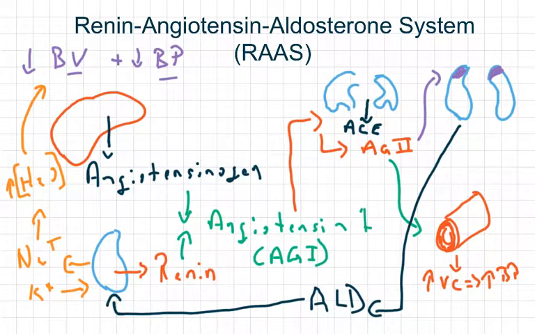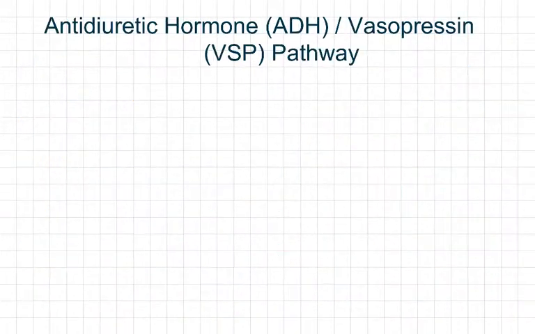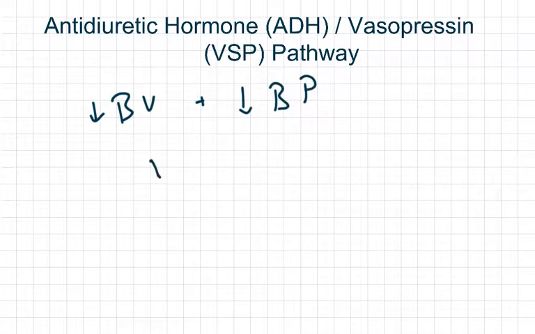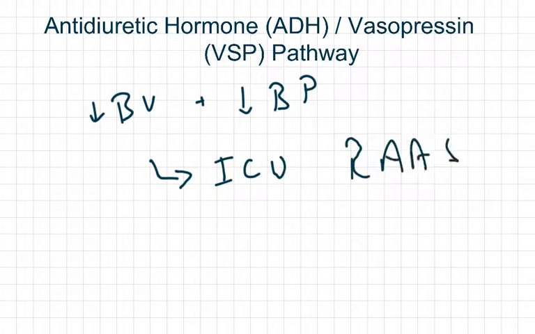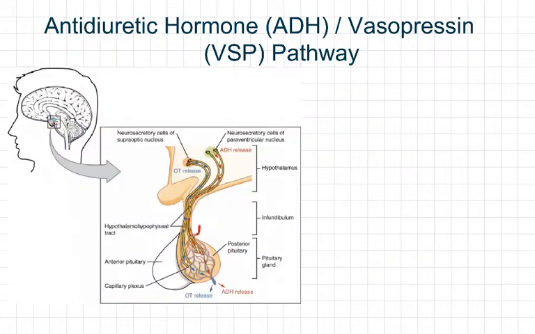So this means the body has to have a short-term solution to changes in blood volume and blood pressure. And the body does this through the usage of ADH. When we look at the effects of ADH on the body, it is triggered again by drops in blood volume and drops in BP. It does work in conjunction with the RAAS pathway. However, it's a completely different system. ADH is released by the posterior pituitary gland.